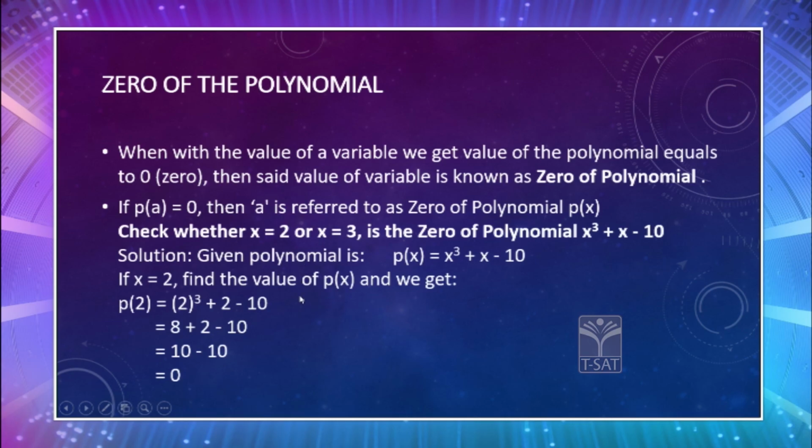What do you have to do now? You have to replace x by 2, that is, find the value of p of 2. So, p of 2 means 2 cube plus 2 minus 10. Of course, 2 cube is 8, 8 plus 2 is 10, 10 minus 10 is 0. So, p of 2 is 0, clear? When p of 2 equals 0, you can say 2 is a 0 of the polynomial.